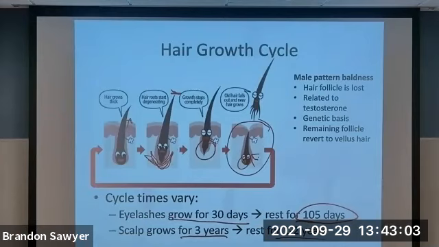With male pattern baldness, the hair follicle itself is actually lost. There are definitely genetic links to this, as well as links to testosterone levels. And if the follicle is able to come back, it'll revert to more of that vellus type hair instead of the coarse, thick hair. It tends to be linked to your mom's dad. That's the best way to try to track down if you're going to end up bald, for you guys out there: look at mom's dad and see how his hair is doing.